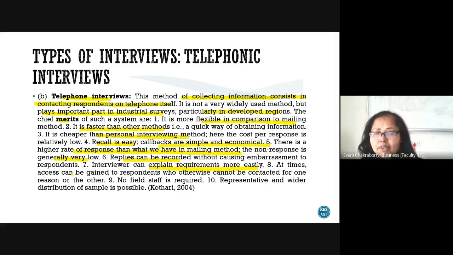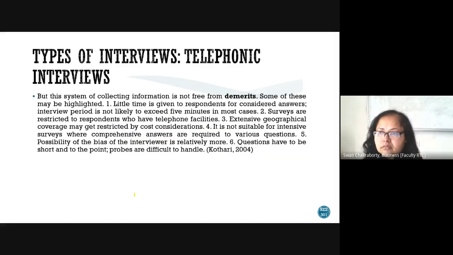At times, access to certain respondents is easy, who otherwise could not be contacted in person, say executive level people. There's no need for field staff, and a representative and wider distribution of the sample is possible. But there are some demerits also.